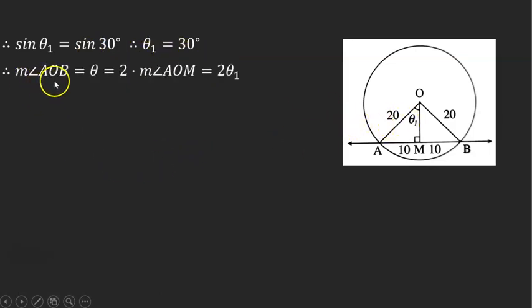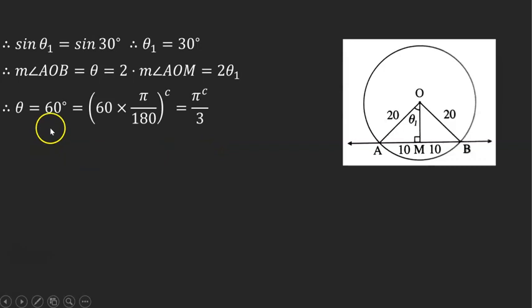Therefore measure of angle AOB is equal to theta, which is equal to 2 into measure of angle AOM, that is 2 theta 1. That is nothing but theta. The value of theta 1 is 30. 2 into 30, then you will get here 60 degree. Convert to the radian by multiplying pi upon 180. Then after simplification, you will get here pi by 3 radian.